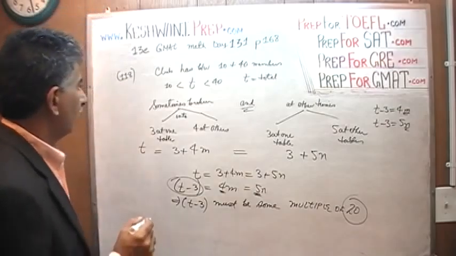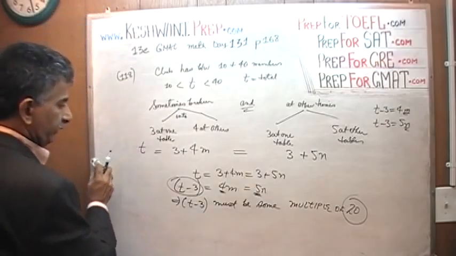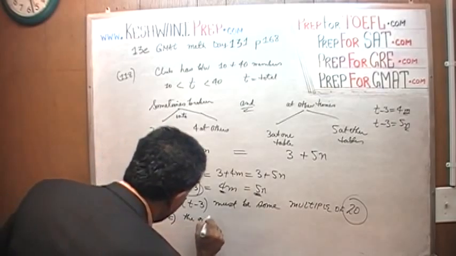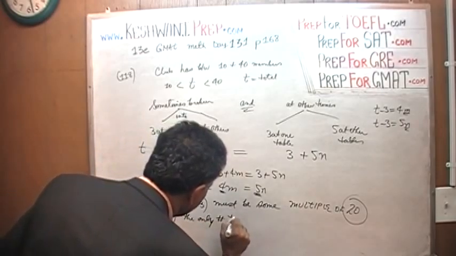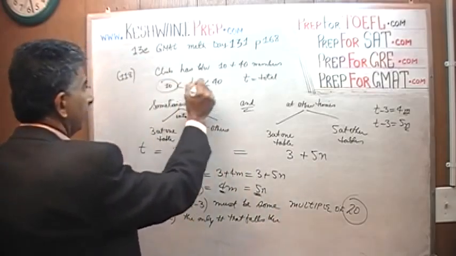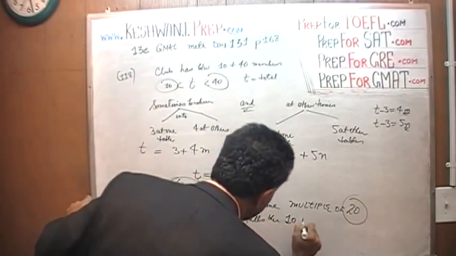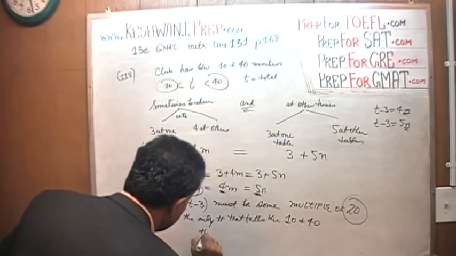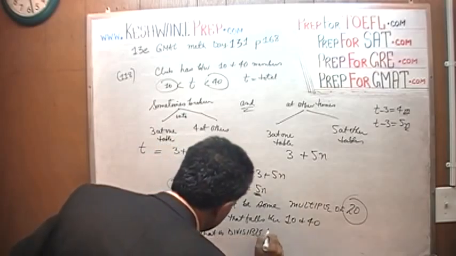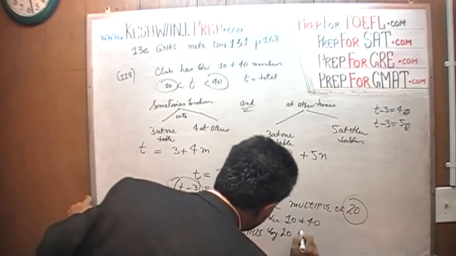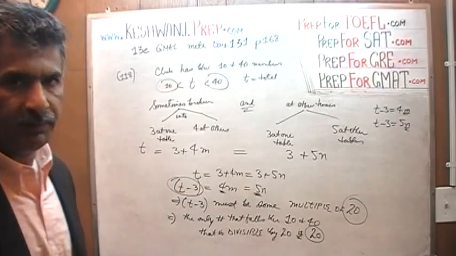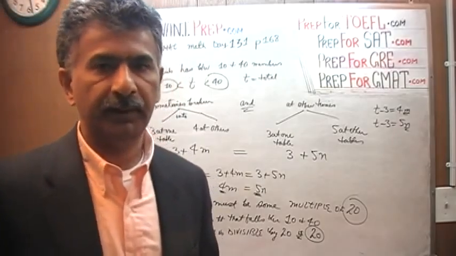I'm going to erase this part because now we need the room here. Let's continue here. The only number that falls between 10 and 40 that is divisible by 20 is 20. 20 is the only number that falls between 10 and 40 that is divisible by 20.